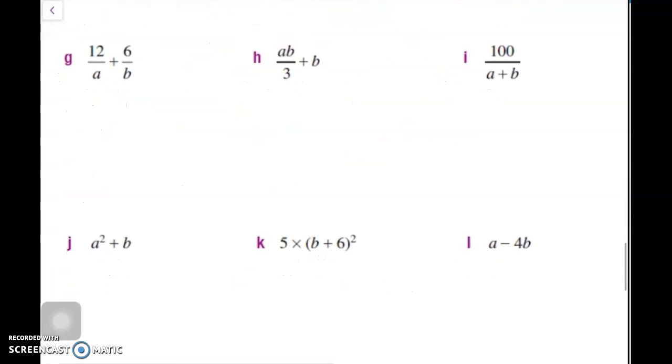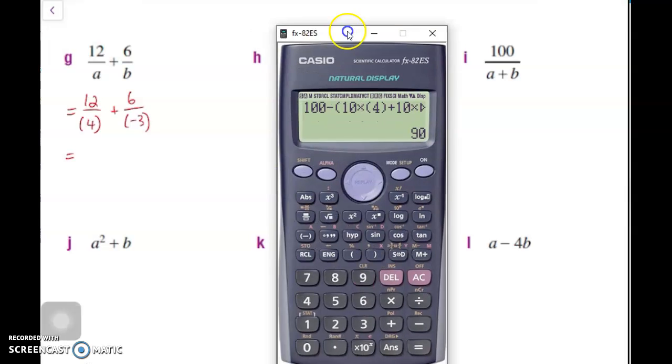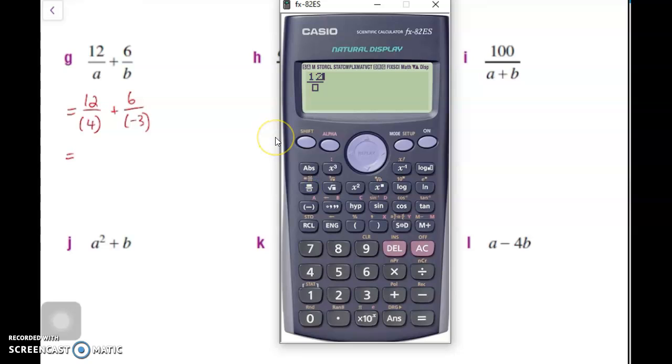Question G. We still do the same thing. We don't have any hidden times signs to put in, so we just skip to the next step where we just substitute in the values. So we go 12 over A, which was 4 in our question, plus 6 over B, which was negative 3 in our question. And then you put that into your calculator. So that's 12 over 4 plus 6 over negative 3, which is a very nice one.